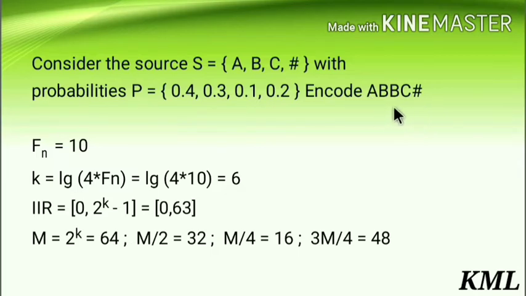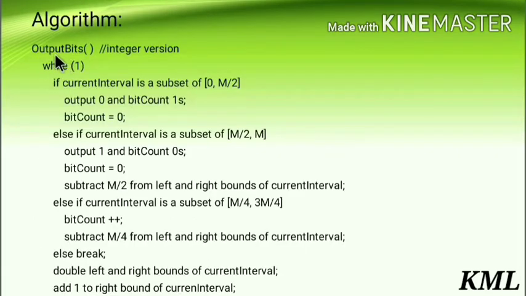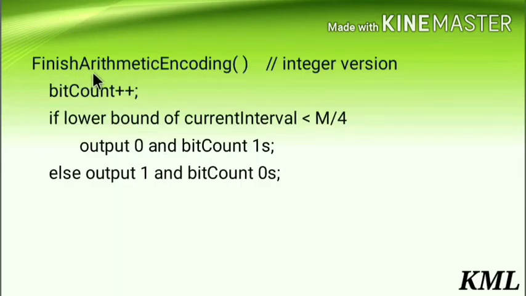The algorithm for this is similar to the previous algorithm, that is arithmetic coding with output bits. The only difference is that here we are using integer values instead of floating point values. So here is the algorithm for output bits, integer version. The only change here is that we are using a variable called m, and it is an integer value, not a floating point value. This is your output bits function, and this is your final function, finish arithmetic encoding, which is the last step in the problem. For the integer version we use m by 4 here. In the floating point version we used to have 0.25 here, if you remember. Okay, so now let's start.